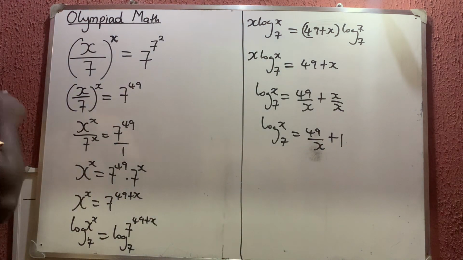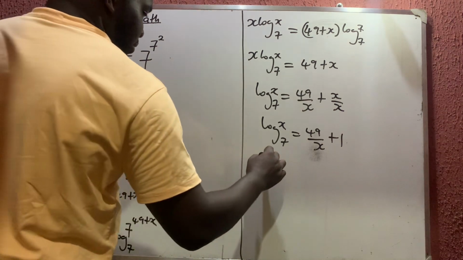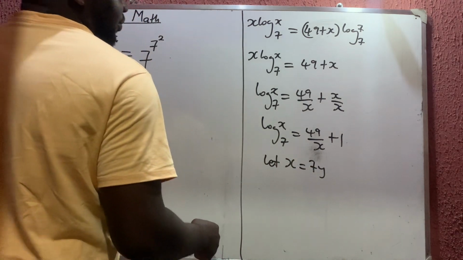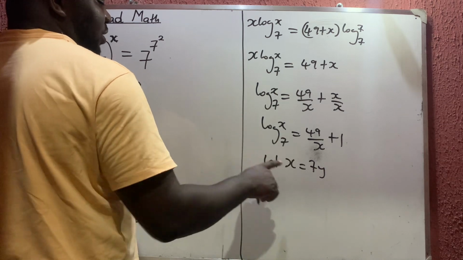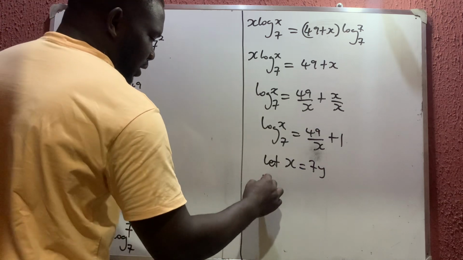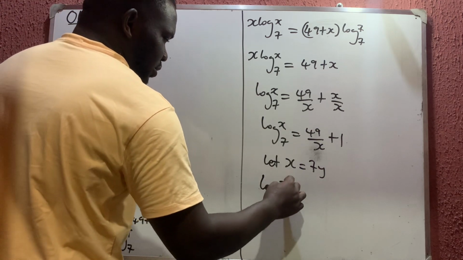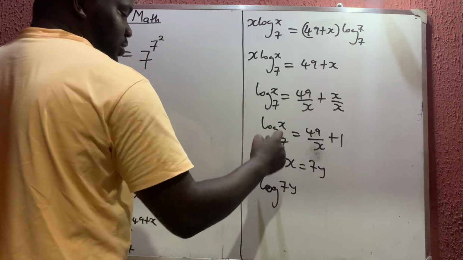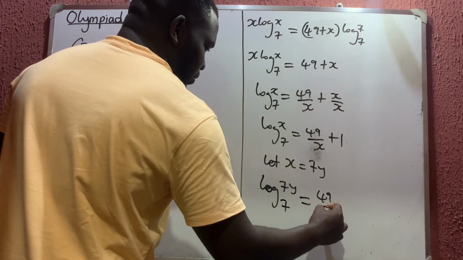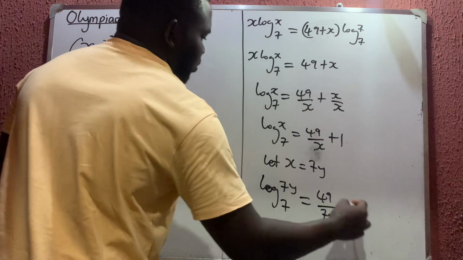All right, so now let us say that x is equal to 7y. Anywhere I see x, let me put 7y. The reason is because I want to get the log of the same base here. So this is log 7y base 7 is equal to 49 over 7y plus 1.